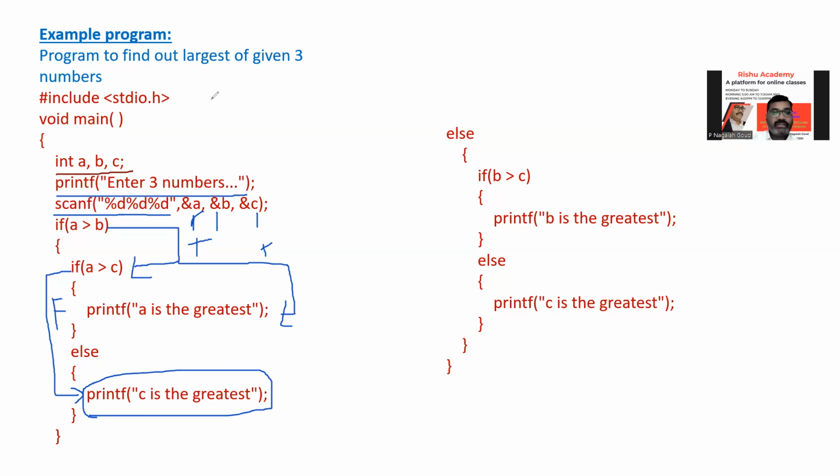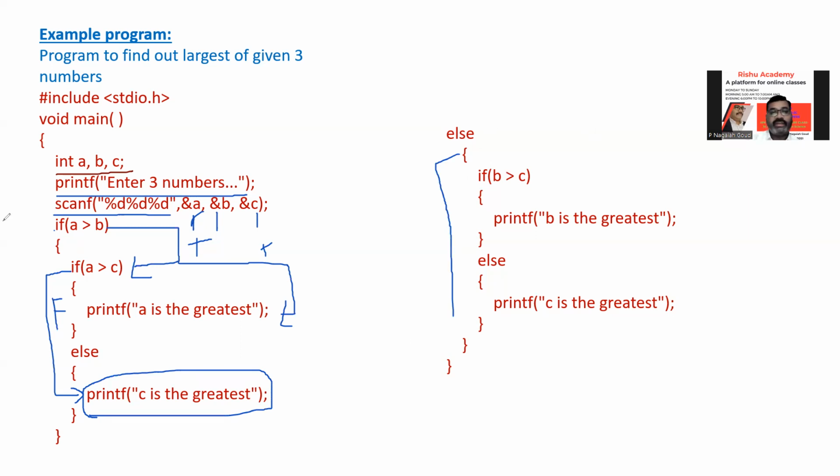Right? Third case, condition 1 itself is false. Condition 1 itself is false, then go to the outer else block. This is the outer else block, started here, ended here, right?